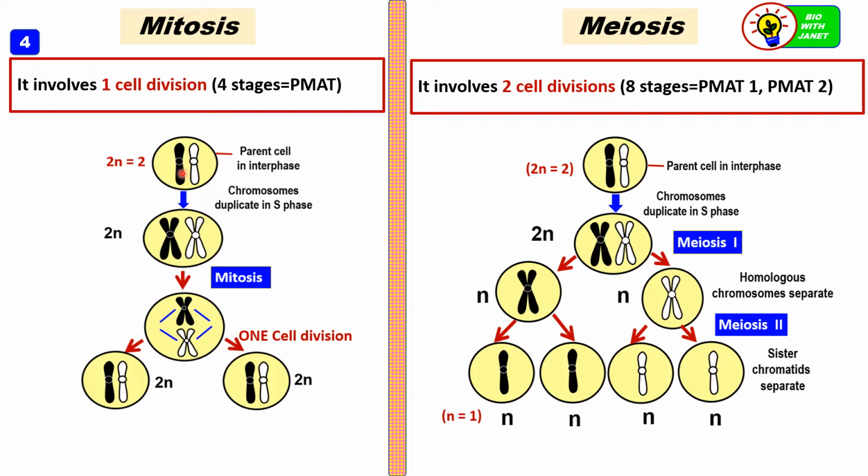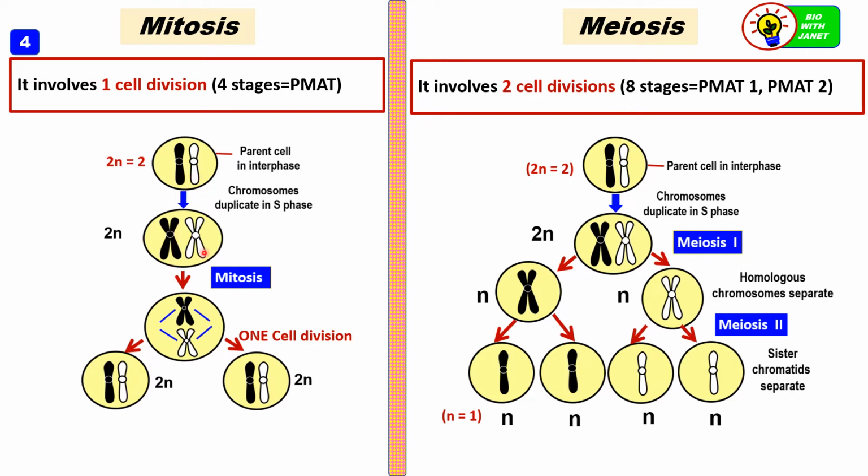Okay, now so there's the black set and the white set. So 2 sets of chromosomes. Since this is a diploid cell with 2 sets of chromosomes, or 2 copies of each type of chromosome, we use the term 2n to denote that it's a diploid cell, 2n equals 2, because there are 2 chromosomes.